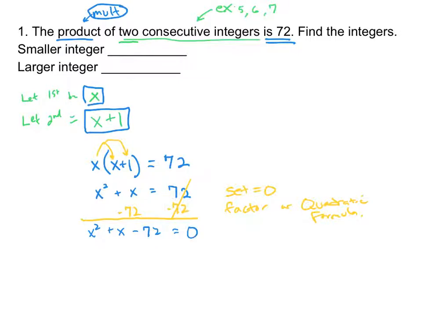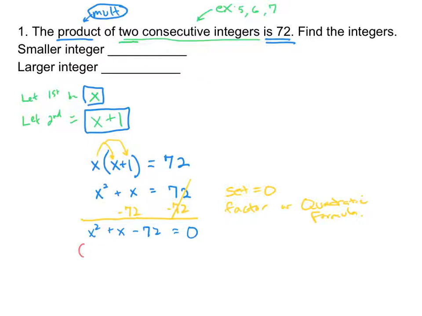And on all these, you can use the quadratic formula, where your a would be whatever's in front of x squared, your b would be whatever's in front of x, which is 1, and then your c would be negative 72. In this case, if you can factor, sometimes that's much easier, much quicker to get to the answer.